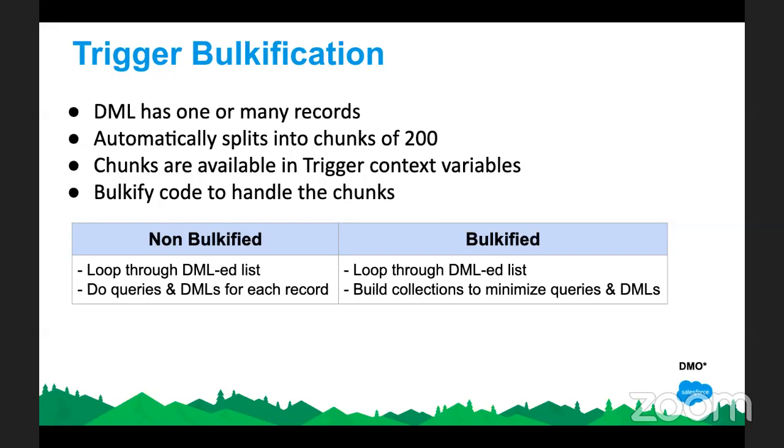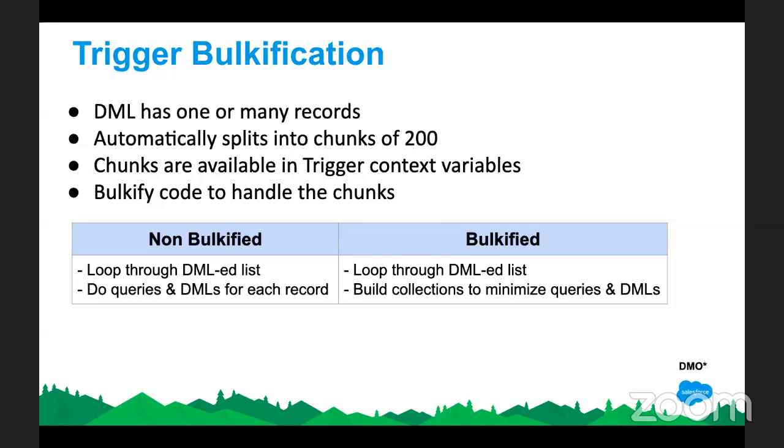We will see the trigger context variables in next slides. And there are collection variables from which we can get. So, a very simple definition of what is bulkified and non-bulkified code. In a trigger, I said we have chunks of 200, so it can be one or more records.